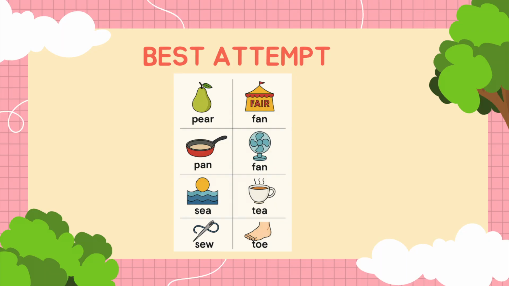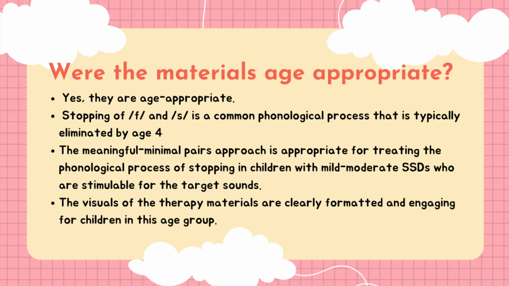But the rest of the minimal pairs are correct. So we would use the bottom 3 pairs in our therapy with Jonathan. Yes, the therapy materials were age appropriate because stopping of F and S is a common phonological process that is typically eliminated by age 4, and Jonathan is 5 years old.